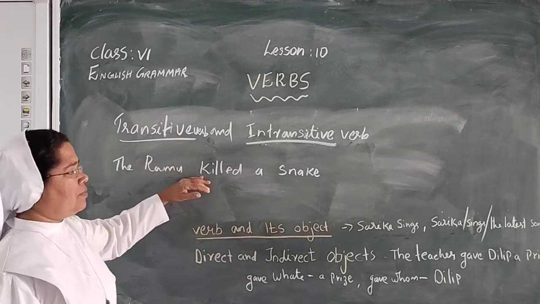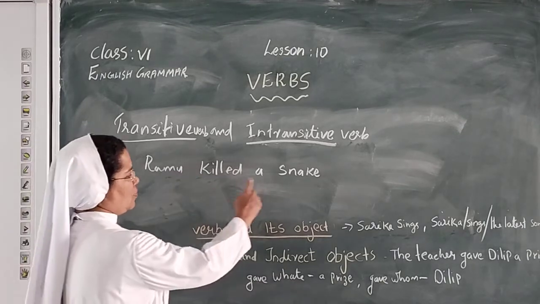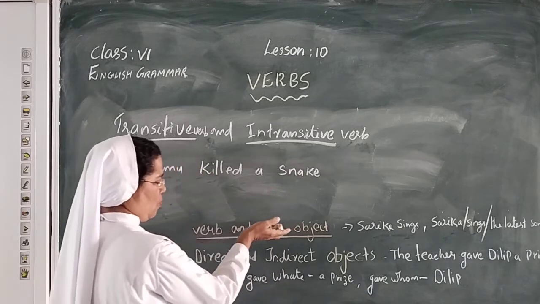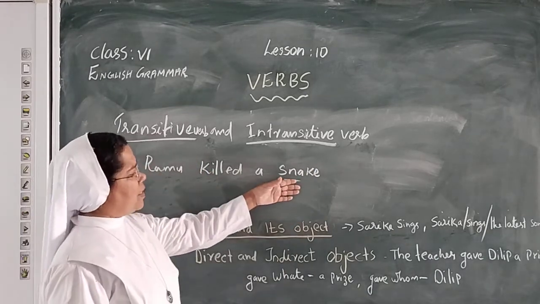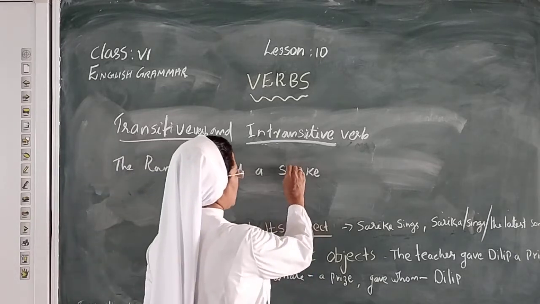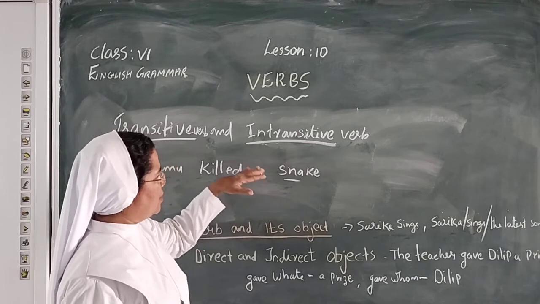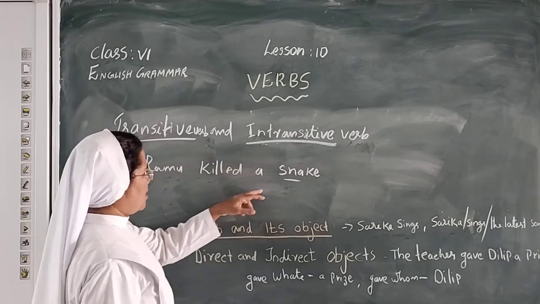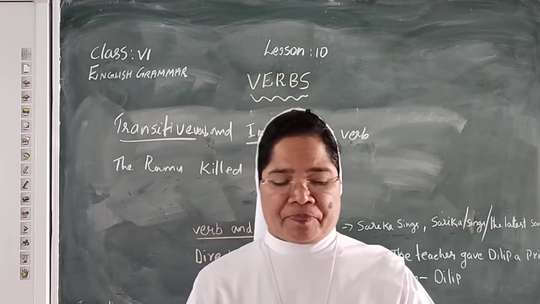Why can we say that? There is an object of the verb. Whom did Ramu kill? A snake. So there is an object, and this sentence we can call a transitive sentence.